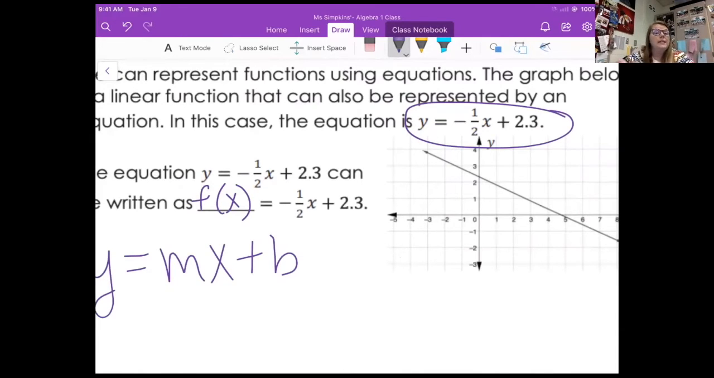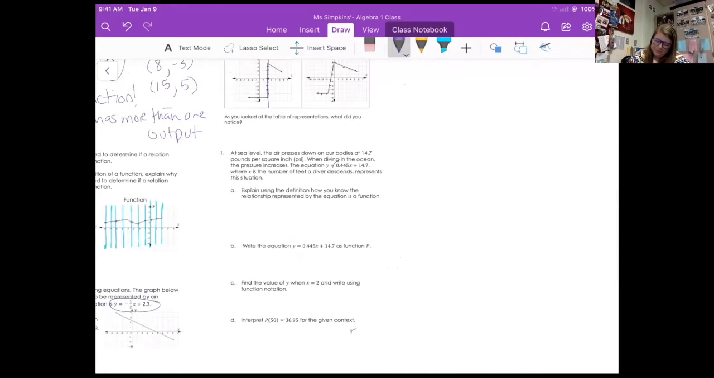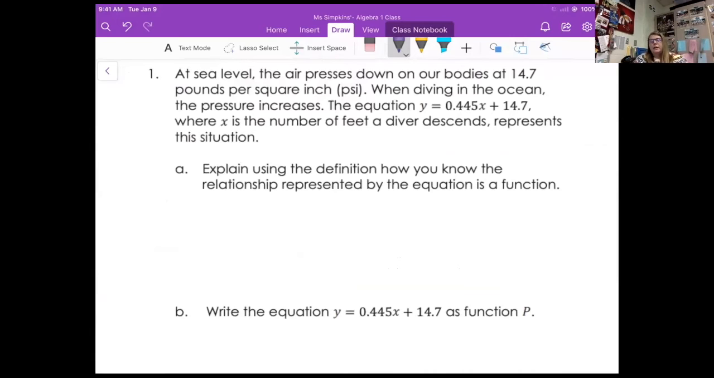So let's look at an example. So this says at sea level, the air presses down on our bodies at 14.7 pounds per square inch, or what's called PSI. When diving in the ocean, the pressure increases.